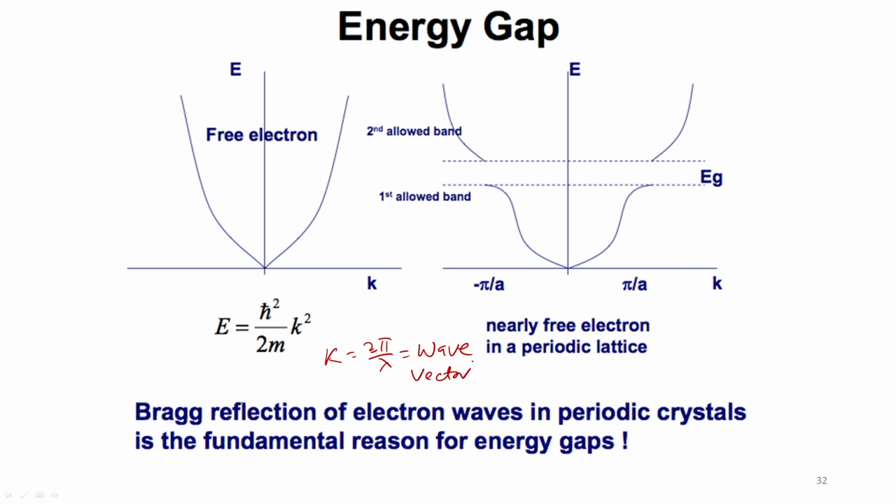Why is it called a wave vector? Because this is 1 by lambda, so it is the inverse of lambda. So, if I plot E as a function of k, it should look like this. These are the energy levels.